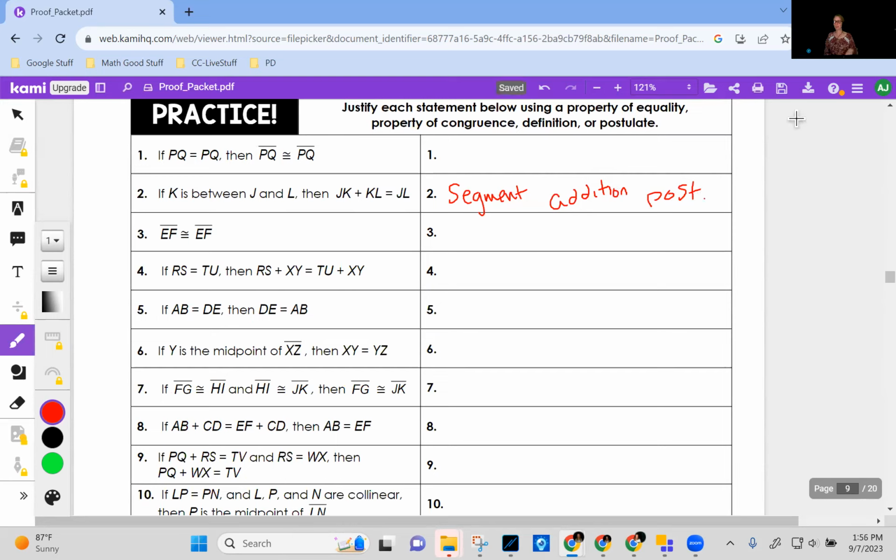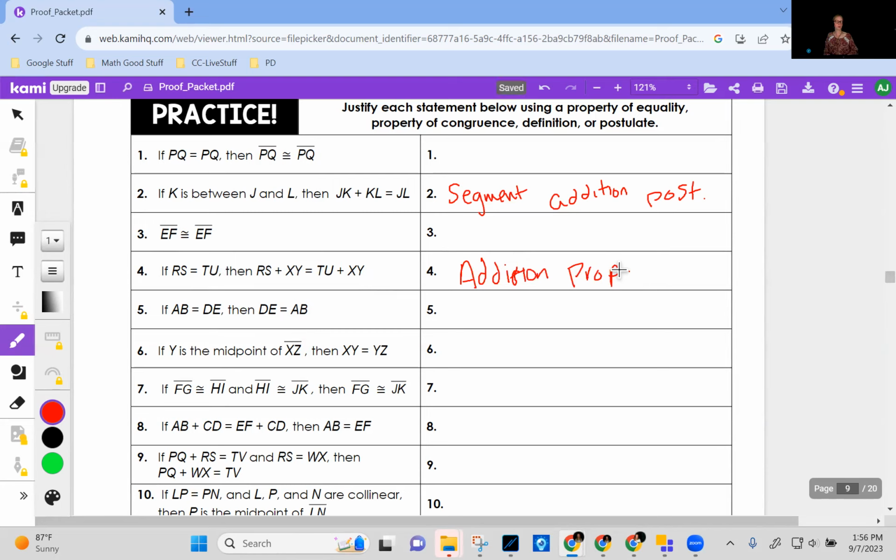Okay, another one. Let's take a look. I kind of like this one because it's kind of weird because it has plus signs, but it's not the segment addition postulate. We have RS equals TU, and then we have RS plus XY equals TU plus XY. Well, what did they do to get from here to here? They added an XY to both sides. So that is the addition property.